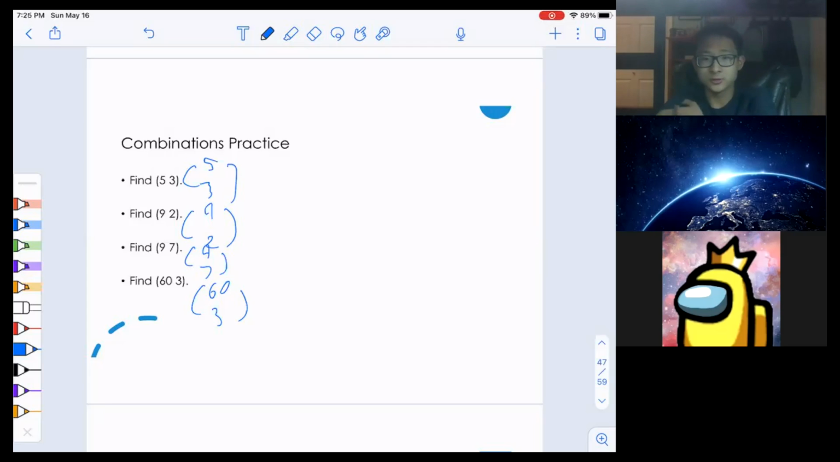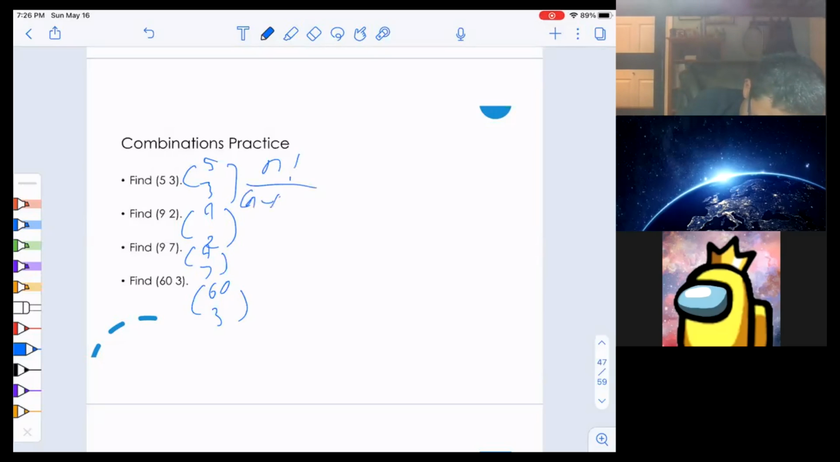All right, I'm going to go over these ones now. So first problem, choose 3 from 5. Here we're just going to use the formula. We have n on the top and k on the bottom. So our formula is n factorial over n minus k factorial times k factorial. We can rewrite this as 5 factorial over 5 minus 3 factorial times 3 factorial.